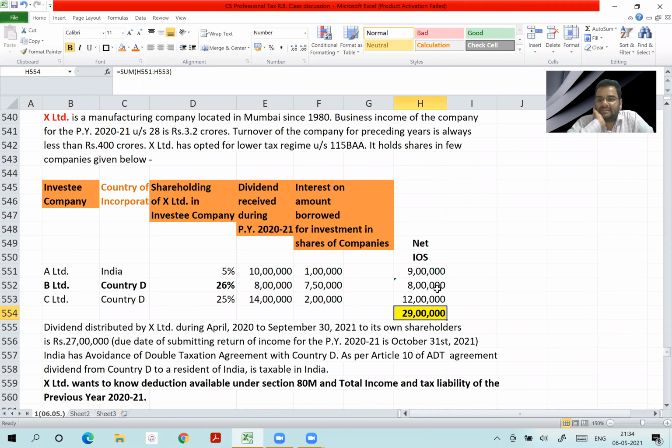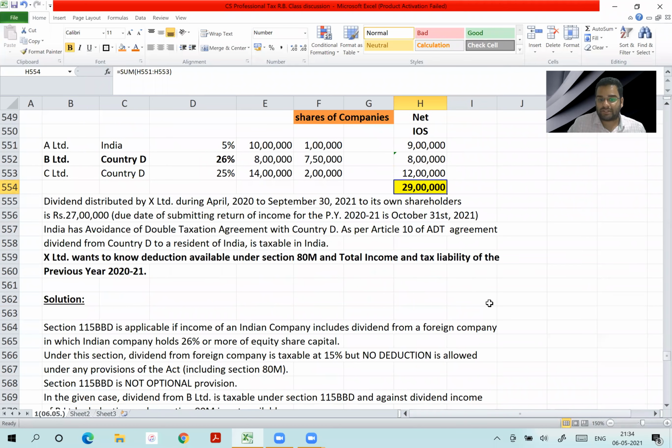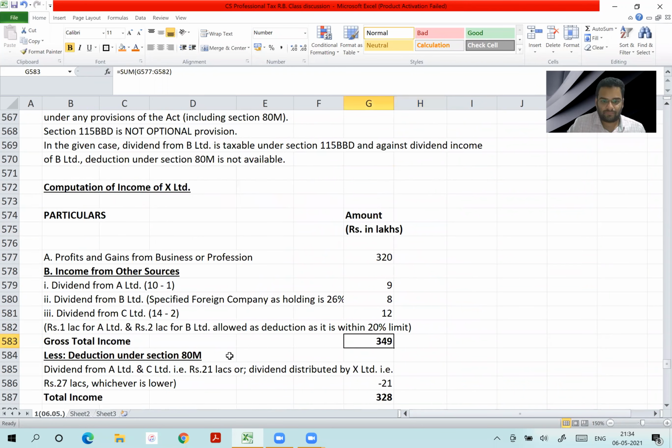So my dear friends, can you tell me what is your GTI? Can you tell me what is your gross total income? PGBP is 3 crore 20 lakhs plus 29 lakhs. So is your gross total income 3 crore 49 lakhs? Let's check whether what we have calculated is correct or not. Check. Gross total income is 3 crore 49 lakhs.